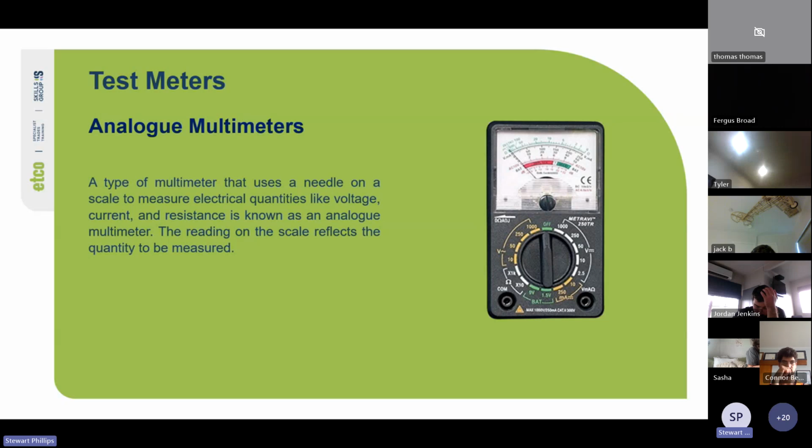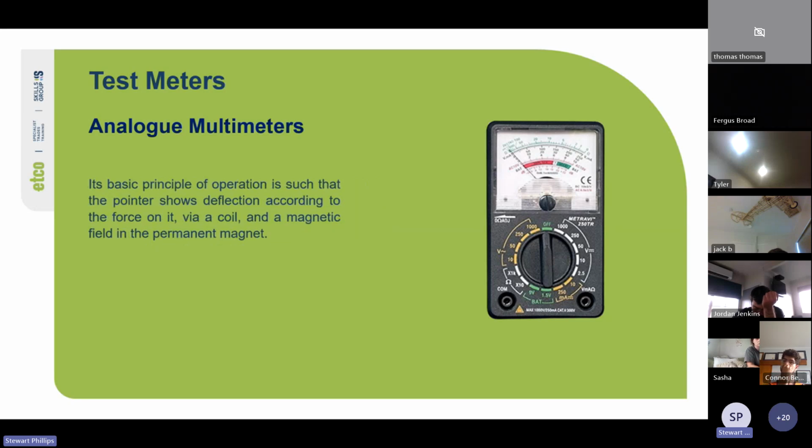Cool, and this is an example of an analog meter. A type of multimeter that uses a needle on a scale to measure electrical quantities like voltage, current, and resistance is known as an analog multimeter. The reading on the scale reflects the quantity to be measured.